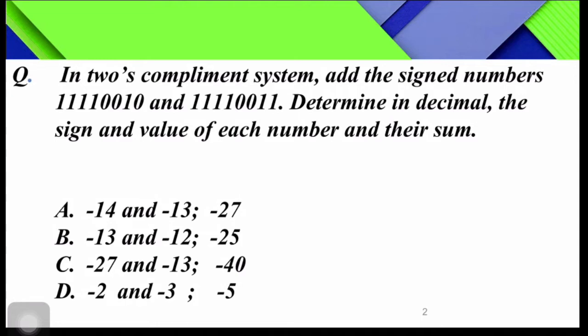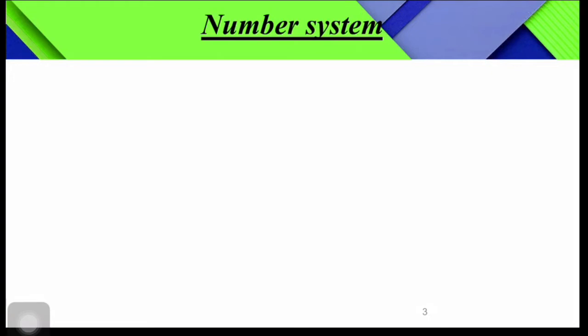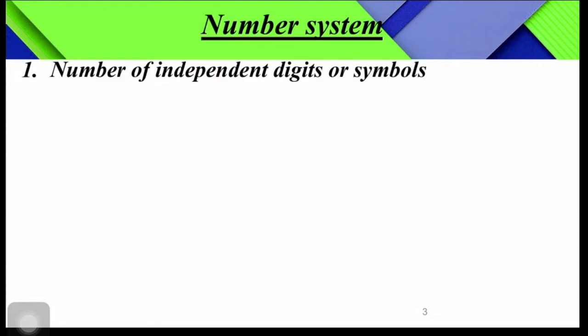Let us first understand all the basic concepts which are essential to solve this particular question. Starting with number system. As you know, it is the most basic topic of digital electronics. Now have a look at three characteristics that define a number system. First one, number of independent digits or symbols used in a number system. In fact, it is the most fundamental characteristic of a number system, which is known as the radix or base of that system. For example, consider the decimal number system with which we all are familiar. It is having a radix 10.